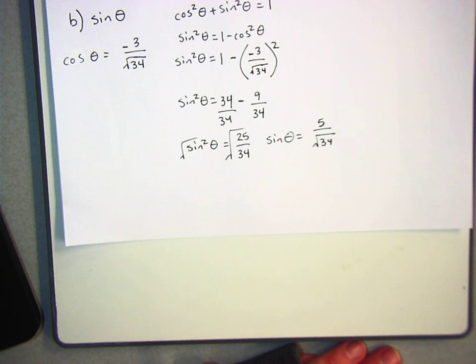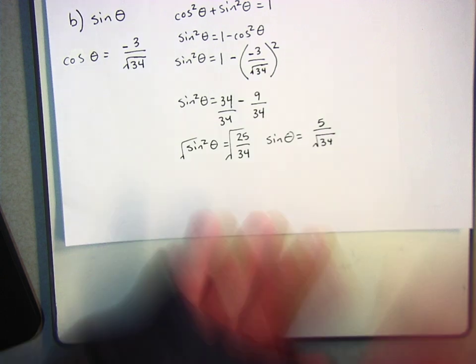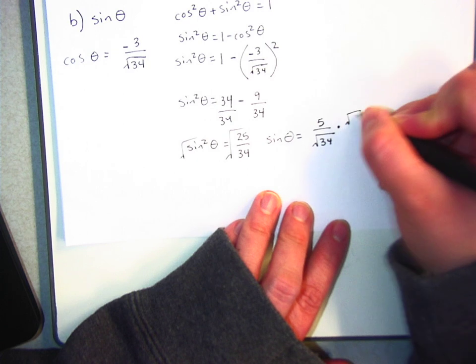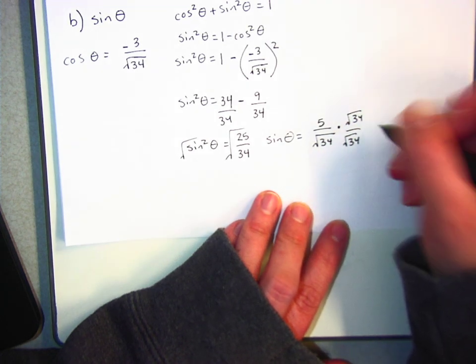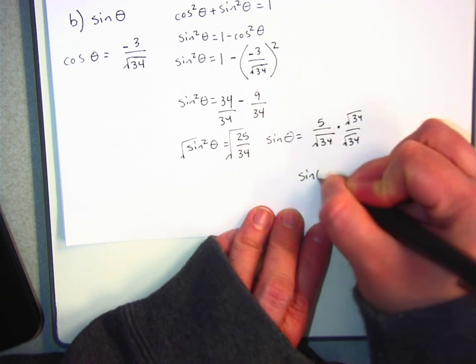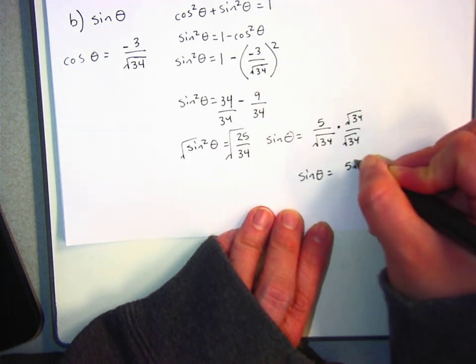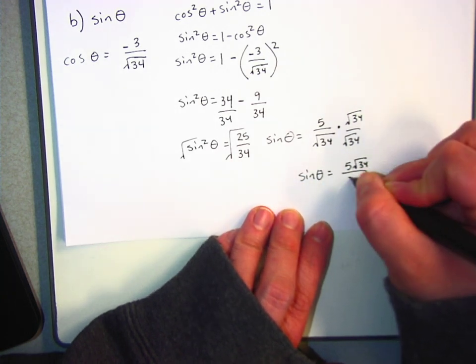Okay. And I still have to rationalize the denominator, so I'm going to get rid of that square root of 34 on the top and the bottom. Which means that my final answer is sine of theta equals 5 times the square root of 34 over 34.